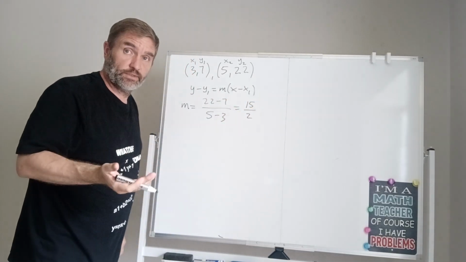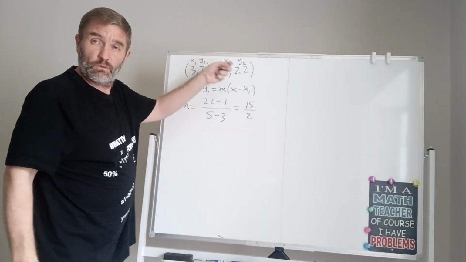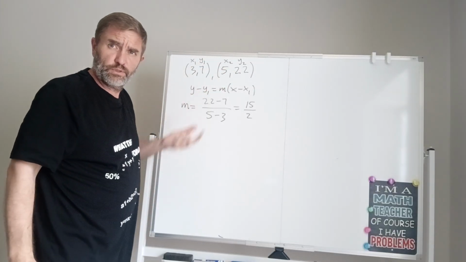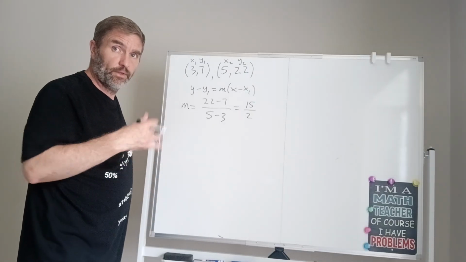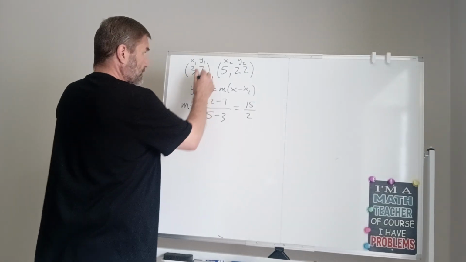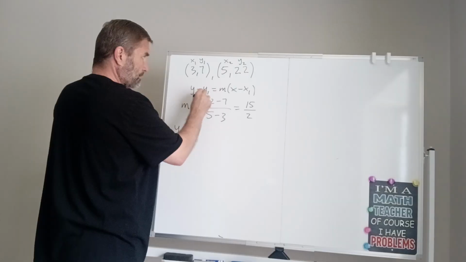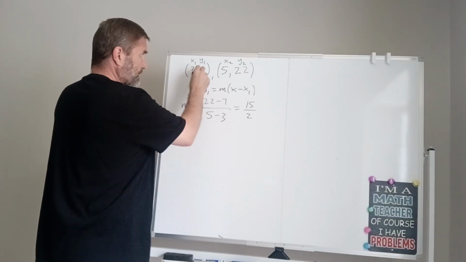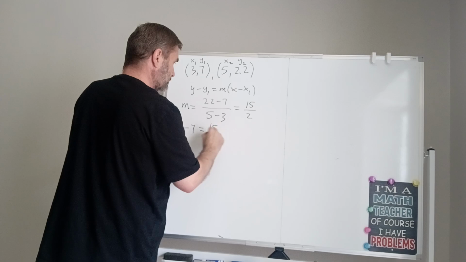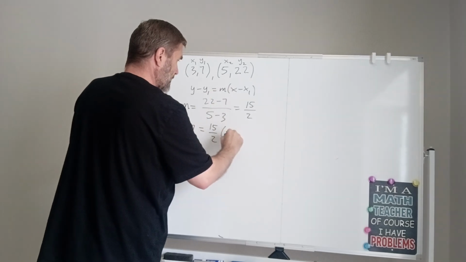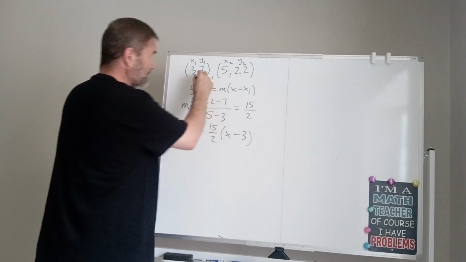Now, you have two choices. Use this point or use this point. I'm going to do both so you can see that either answer is correct. They won't look the same, but they really are the same equation. So here's our 7, y minus that, your y1, equals your slope, 15 over 2, there's your m, x minus 3, so minus that.